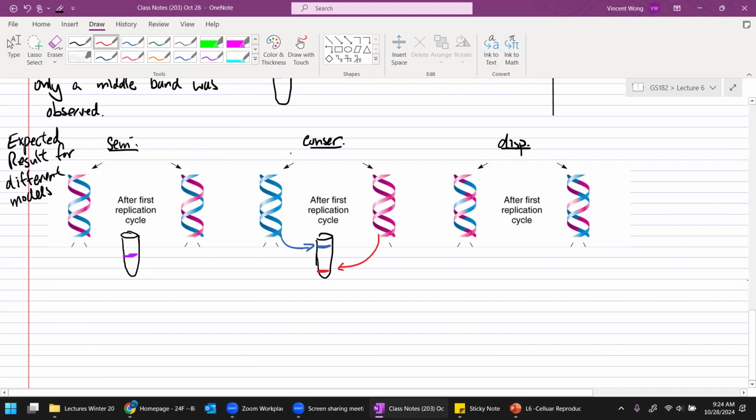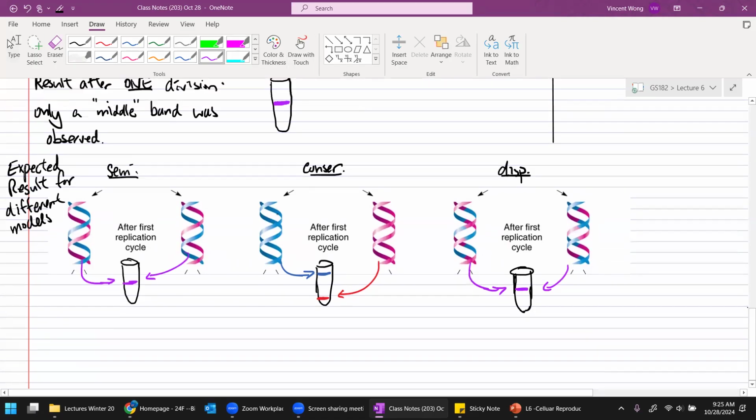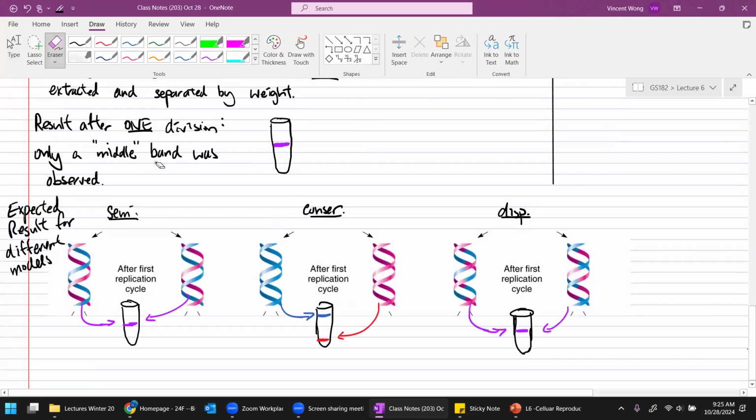Understand? And then what about this? Where would you expect the band? Top, middle, or bottom? Middle, because the DNA is half-half, half heavy, half light. So again, after 1 division, only the middle band was observed. So that means this is wrong.